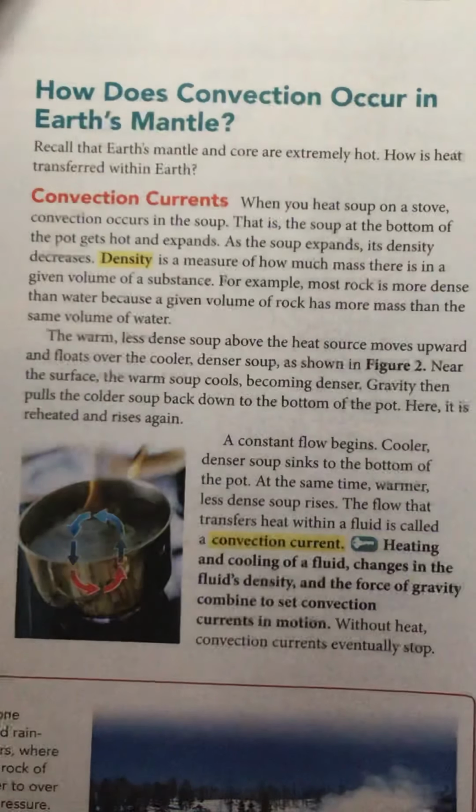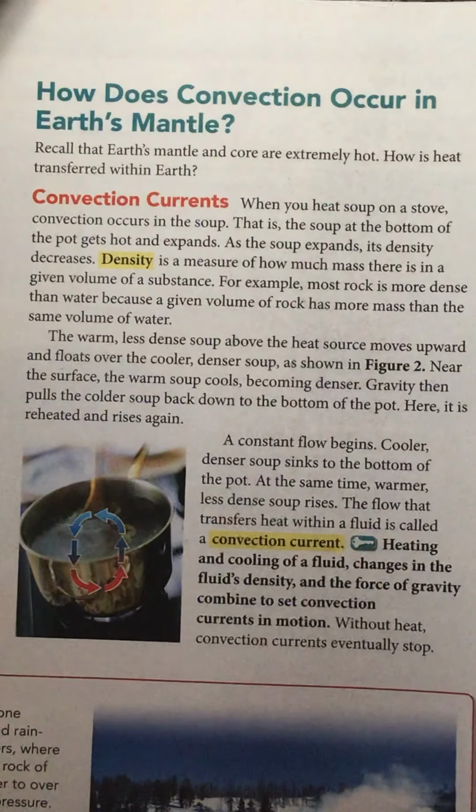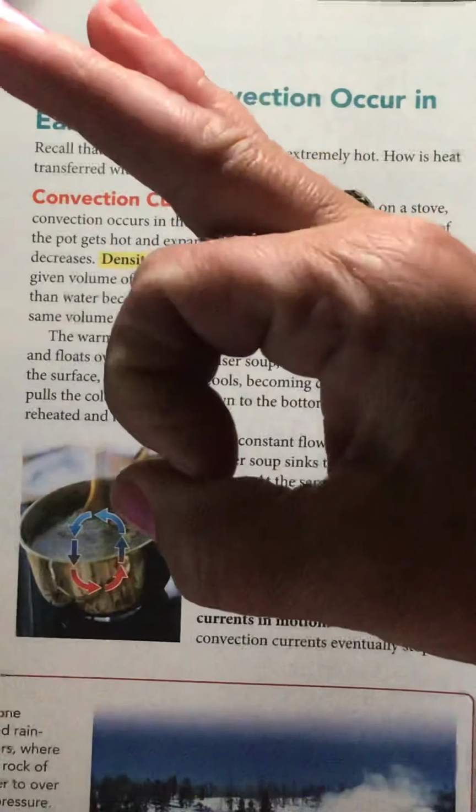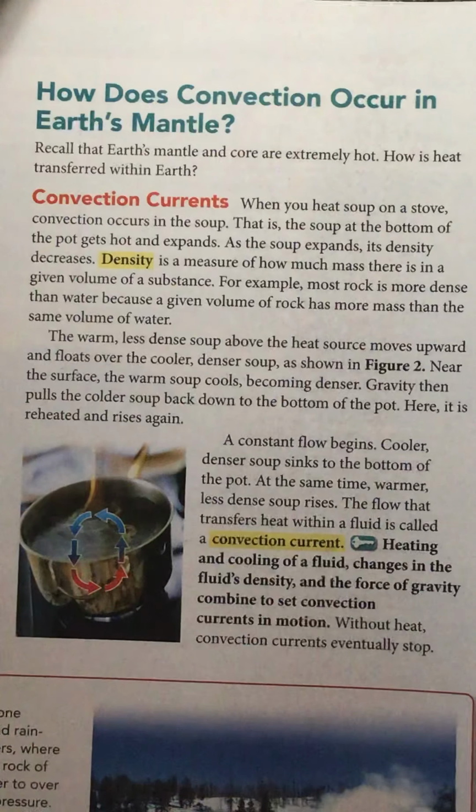Recall the Earth's mantle and core are extremely hot. How is heat transferred from within the earth? We did our diagram of the earth, and the inside is a solid inner core of metal. The outer core is liquid iron and nickel, and that's hot lava. And then you have a very thick layer of mantle after that, which is your solid rock and minerals and all of your things that make up our big sphere of earth.